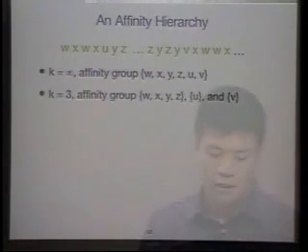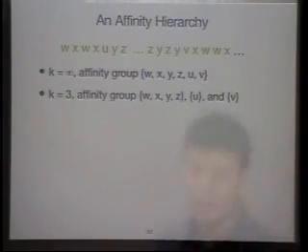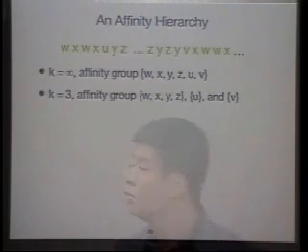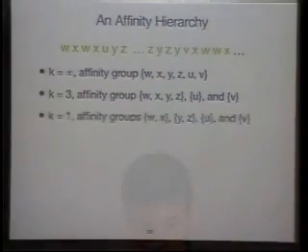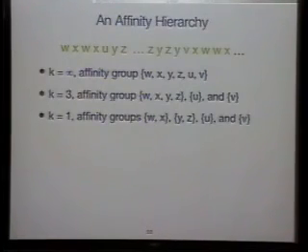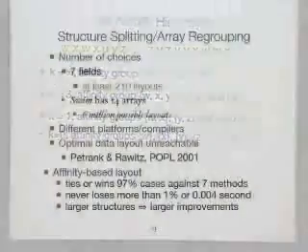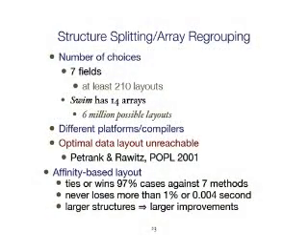If we reduce K to 3, we see that W, X, Y, Z are accessed closer with each other than they are with U and V. And by further reducing K, we see there are substructures in the first group. At the bottom of the hierarchy, when K is 0, no two data elements are close, so each single element is in its own group. It's a beautiful system and has very nice properties, but then we need to test whether this has anything to do with reality. And it turns out there is a very good test, which is structure splitting and array regrouping.